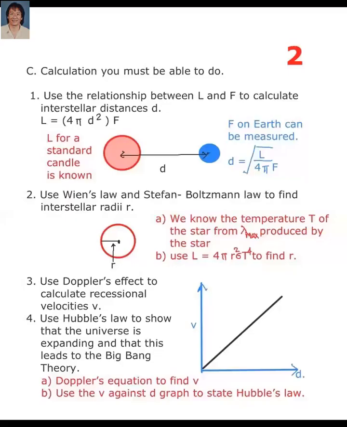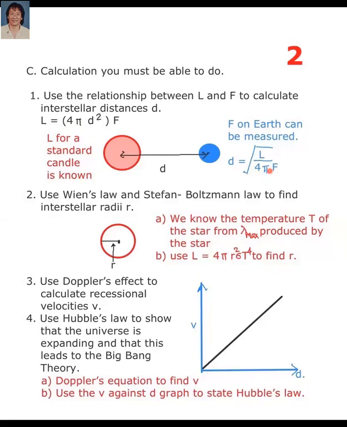C refers to the calculations you must be able to do. Number 1, you must use the relationship between L and F to calculate interstellar distances. The formula used is L equals 4 pi d squared times F. L can be obtained from the standard candle, whose luminosity is known. Then F can be measured on Earth. Therefore, you can use the formula d equals the square root of L over 4 pi F to calculate d.